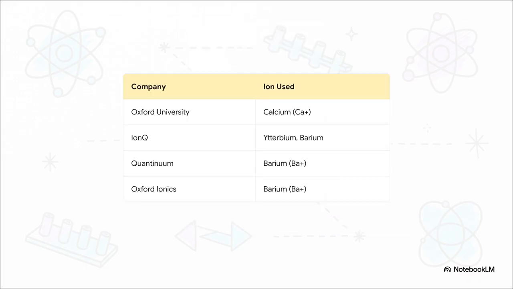And the tech industry has definitely taken notice, placing massive, multi-billion-dollar bets on these exact atoms. Oxford University is relying on calcium. IonQ utilizes ytterbium and barium.